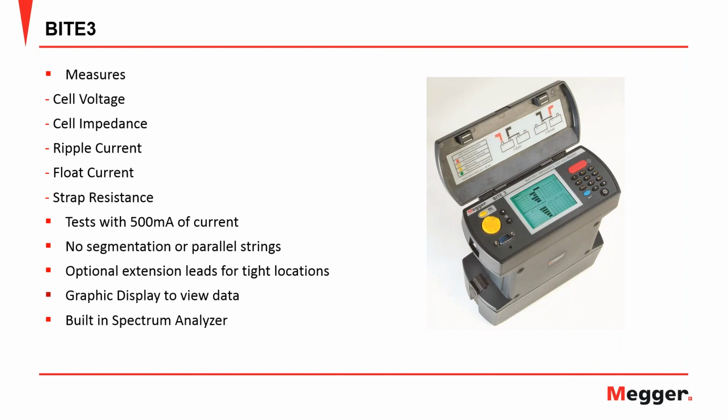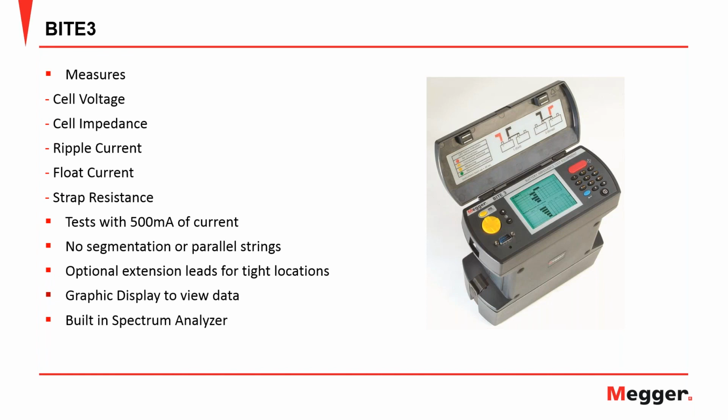It's not meant for big flooded cells. This is meant for your smaller cells. It will do straps at 500 milliamps, but it's a relative measurement. You have to compare it to the previous measurements. And with this system, you can measure escape current, so you never have to segment parallel strings. So it's ideal for parallel string operation.